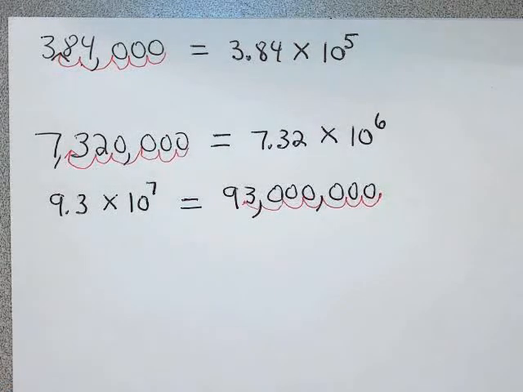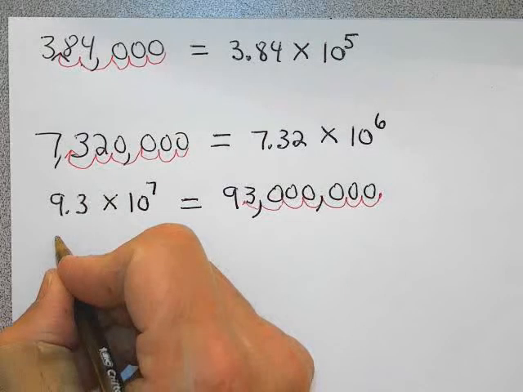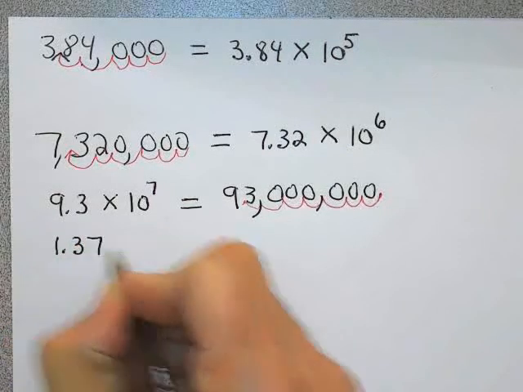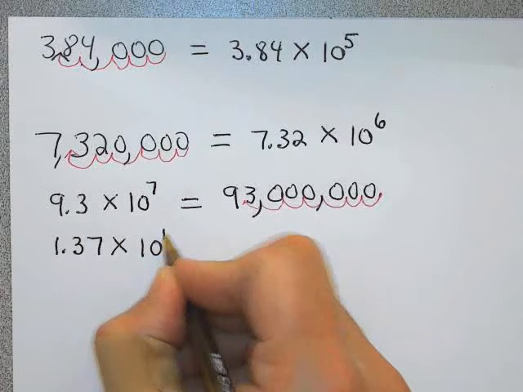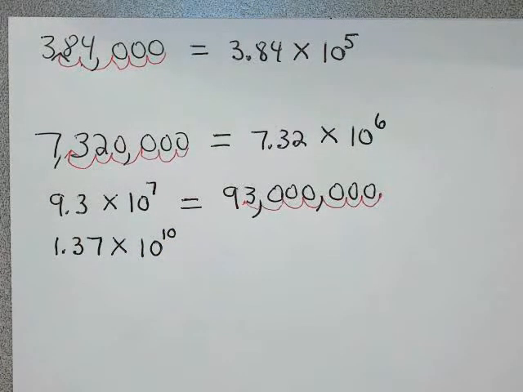All right, and I'll do one more example. Let's say I have the number 1.37 multiplied by 10 to the 10th power. All right, this is obviously going to be a very large number. And once again, my first factor is greater than or equal to 1 and less than 10. I'm using the x to indicate multiplication. And this would be a power of 10 for my second factor.